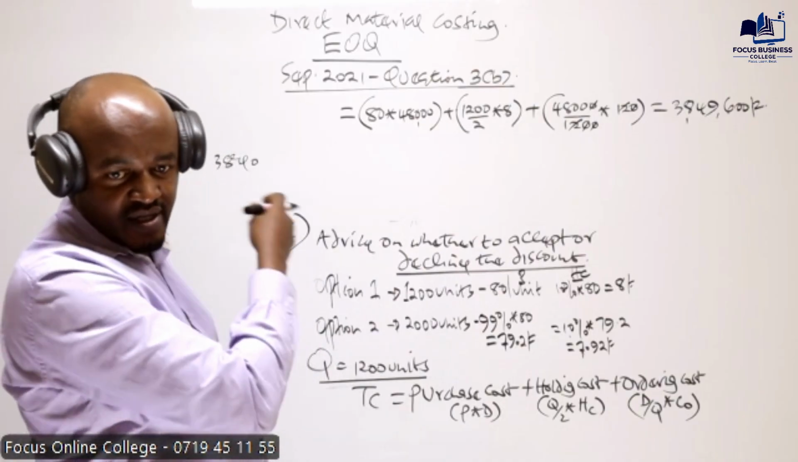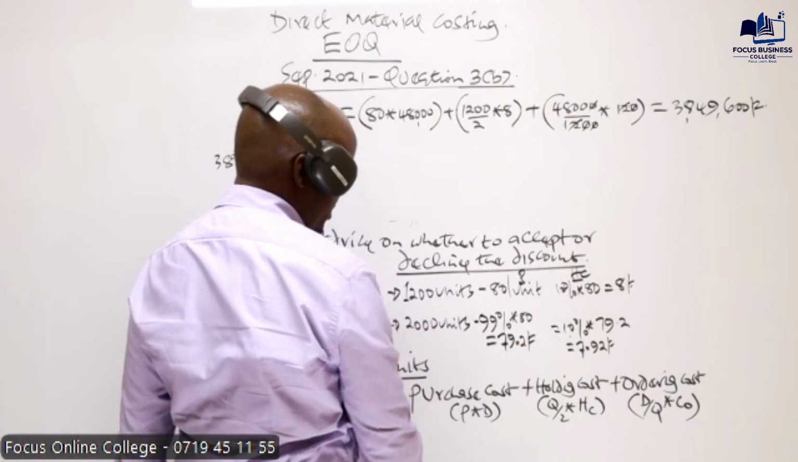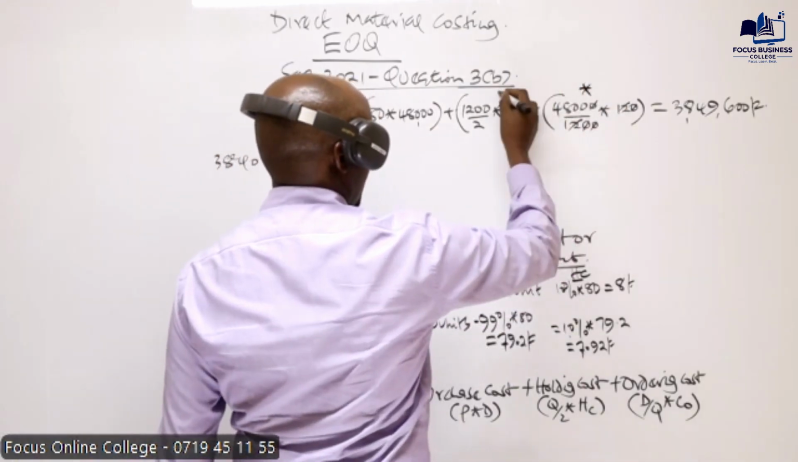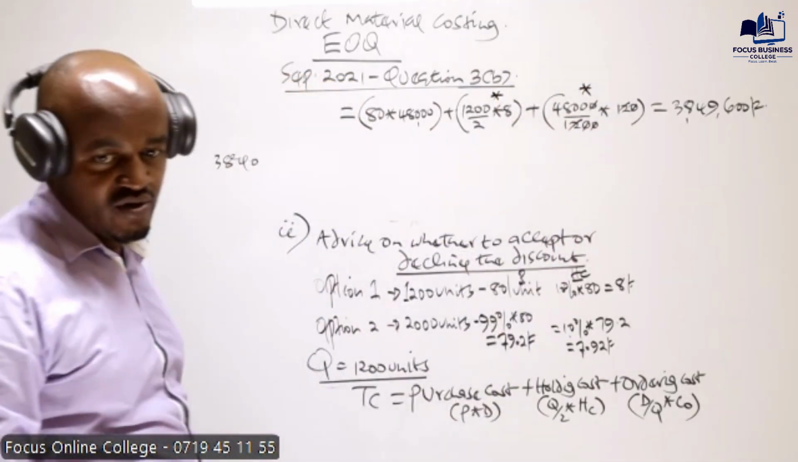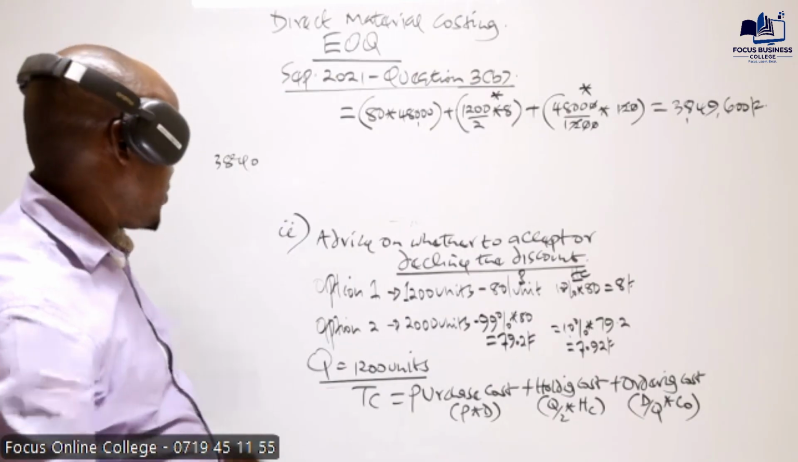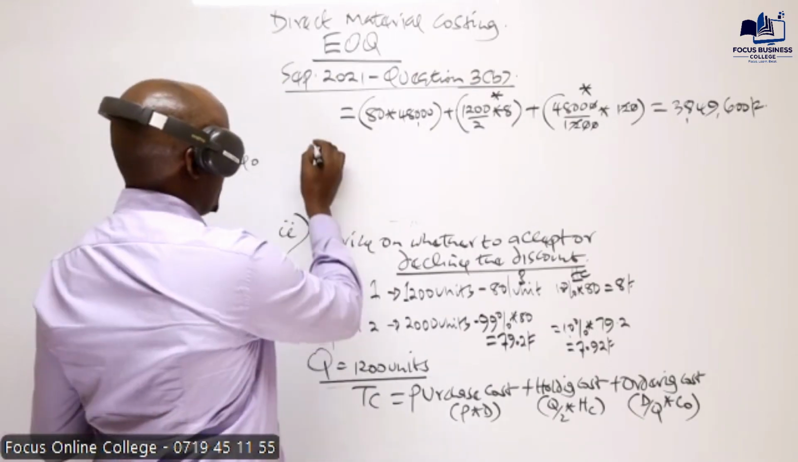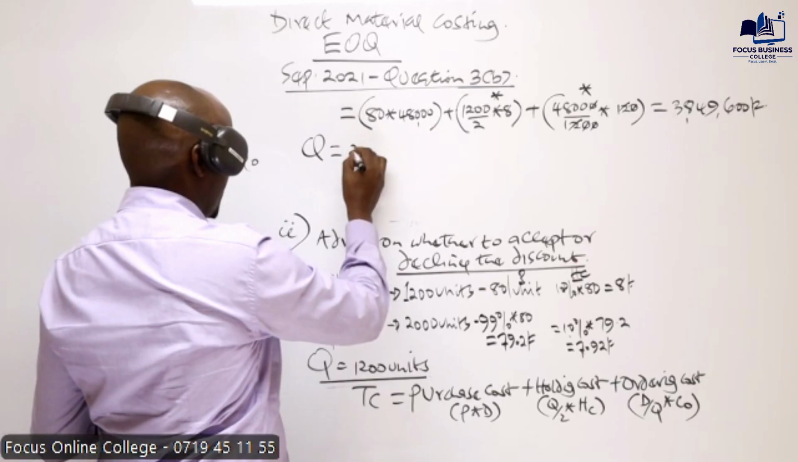Also, I hope you can see that because these are economic order quantity, the two costs are the same. At EOQ, those two costs must always be the same. Now I want us to evaluate the second option, where our Q is 2,000 units.